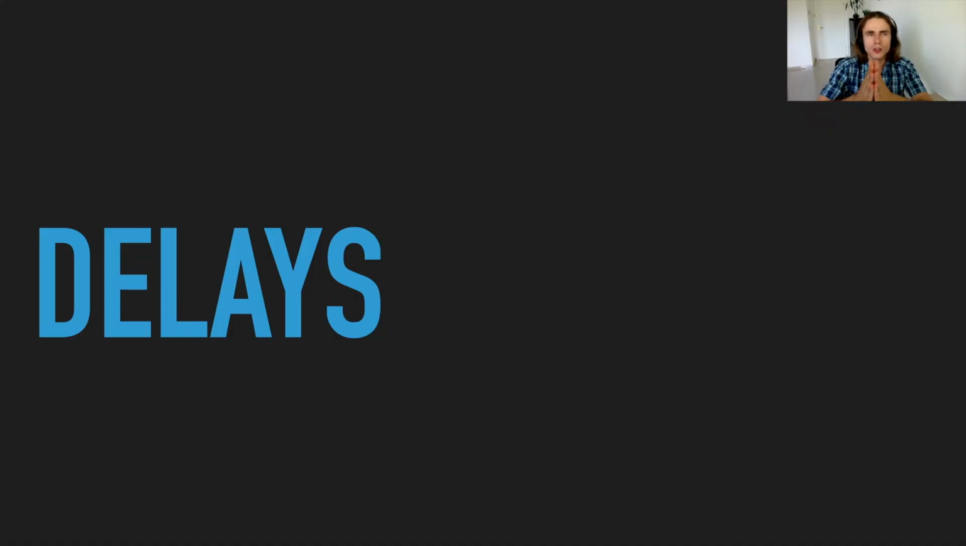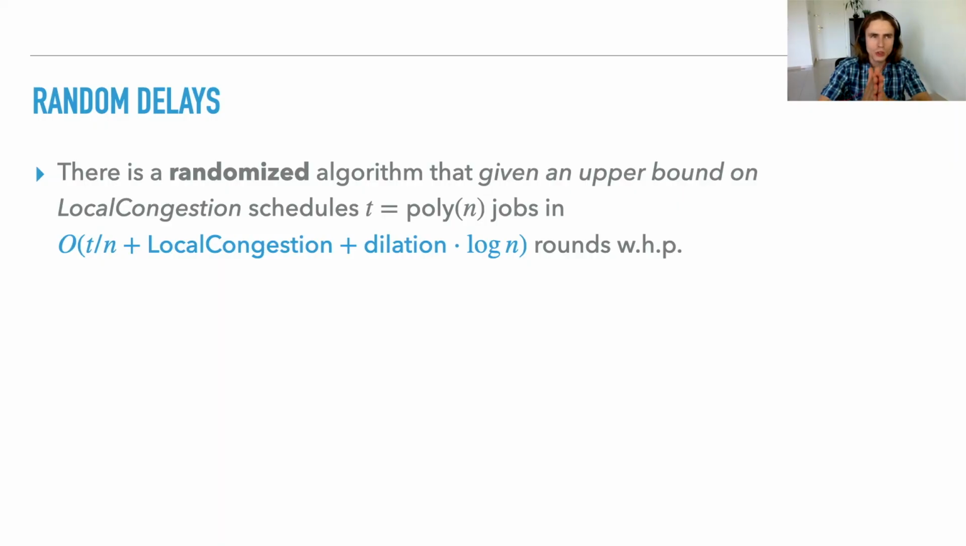And now briefly about our last scheduling result. We use the random delays method of Leighton, Maggs and Rao, motivated by its application in the congest model. We show that we can schedule jobs in order of t divided by n plus local congestion plus dilation times log n rounds with high probability, assuming the knowledge of local congestion beforehand.